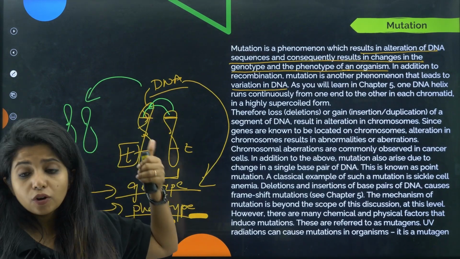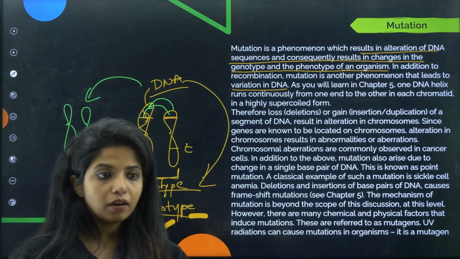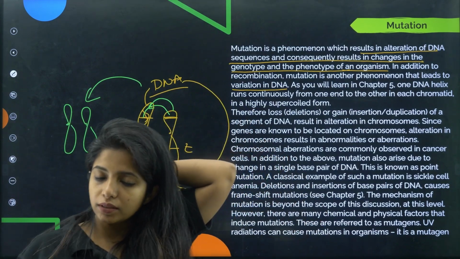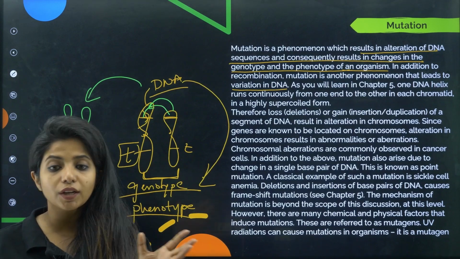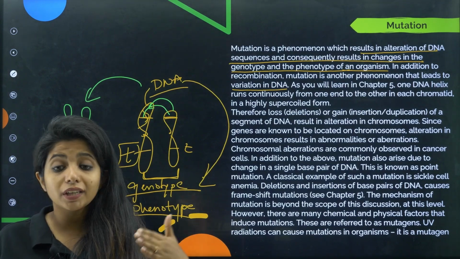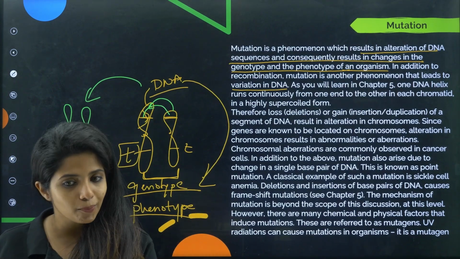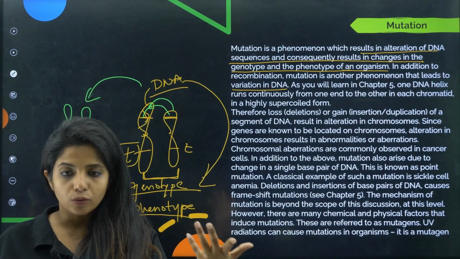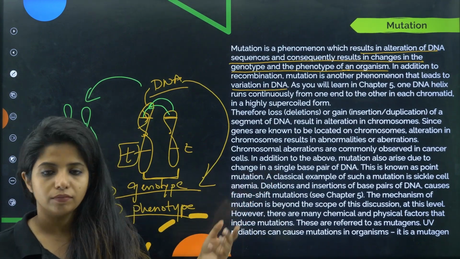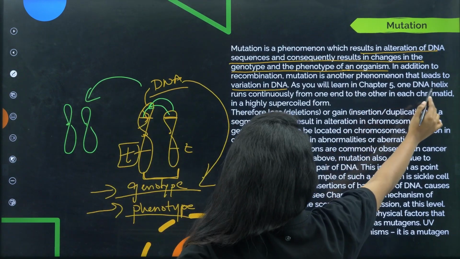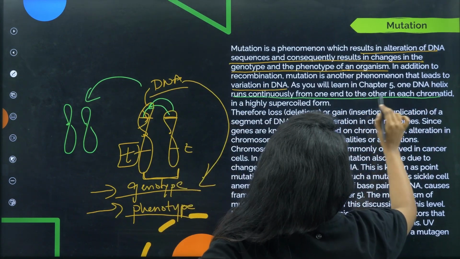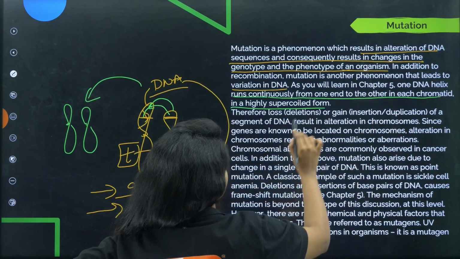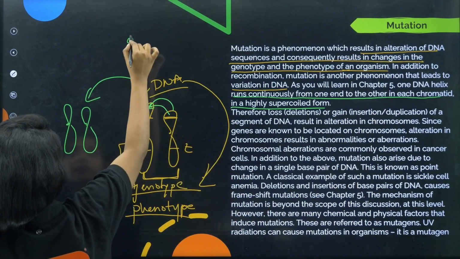But mutation and recombination, both of them are responsible for variation. That is what it's saying, because obviously in mutation also the DNA is getting changed. It is getting altered. Now this mutation can be good. This mutation can be bad as well. When it's bad, we know we have so many disorders being caused. Now, as you will learn in chapter number 5, one DNA helix runs continuously from one end to the other end of each chromatid in a highly supercoiled form. So it is saying that this is the chromosome.